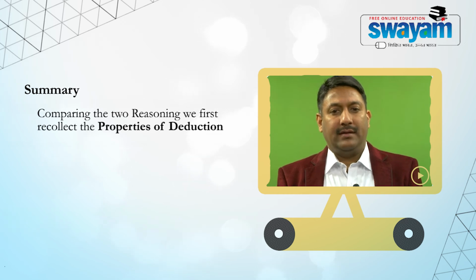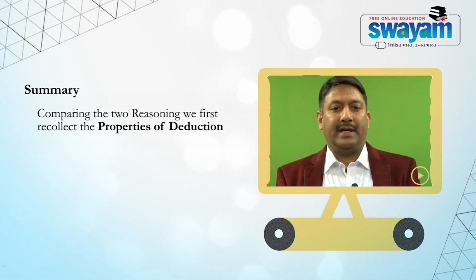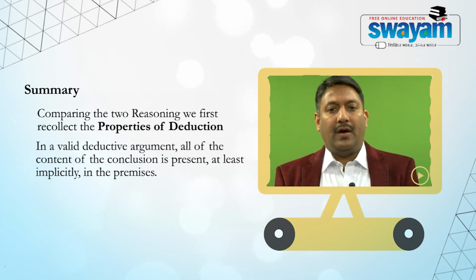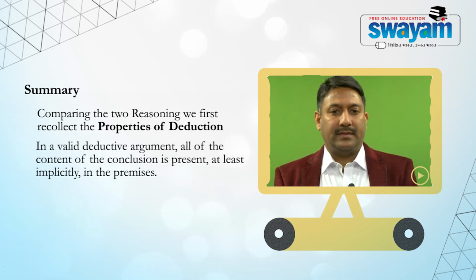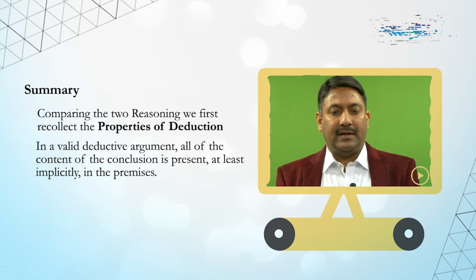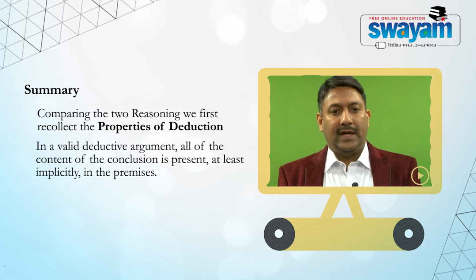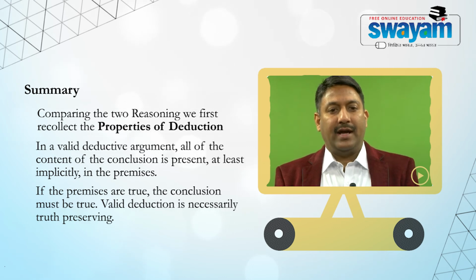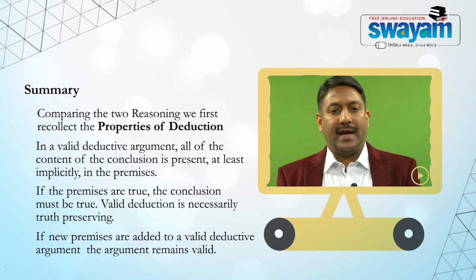Comparing the two reasonings, we first recollect the properties of deduction. In a valid deductive argument, all of the content of the conclusion is present, at least implicitly, in the premises. If the premises are true, the conclusion must be true. Valid deduction is necessarily truth preserving. If new premises are added to a valid deductive argument, the argument remains valid. Deduction is erosion proof. Deductive validity is an all or nothing matter.